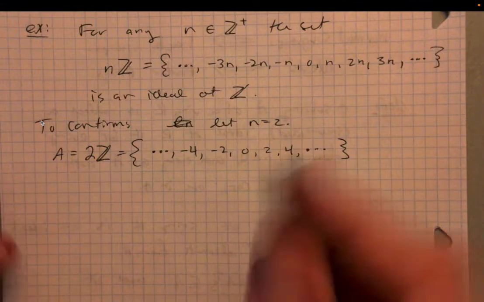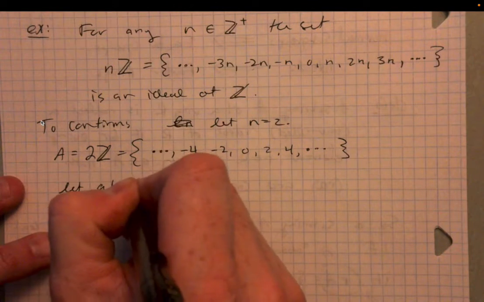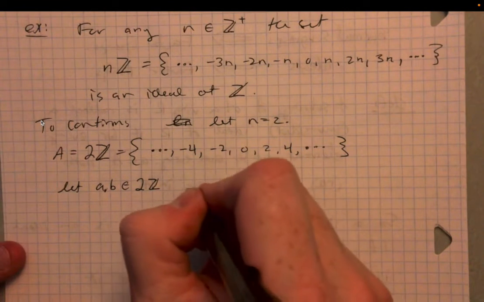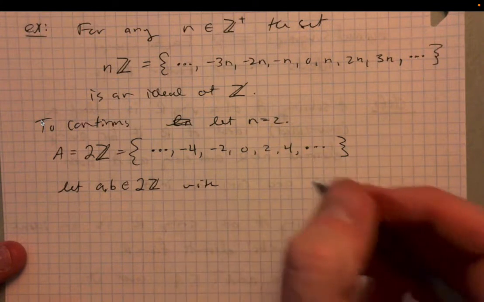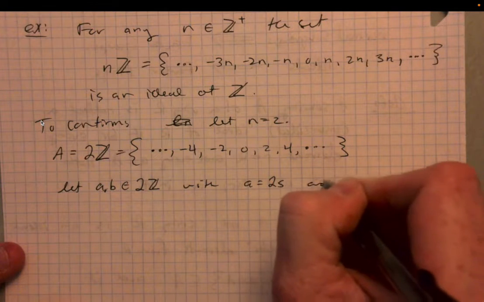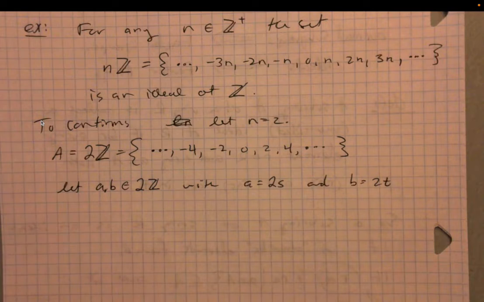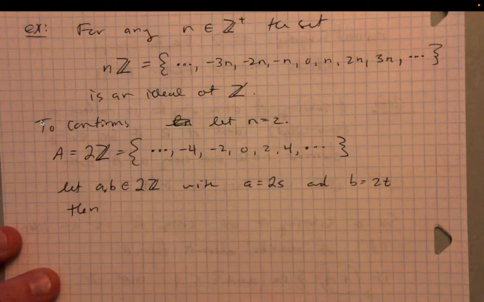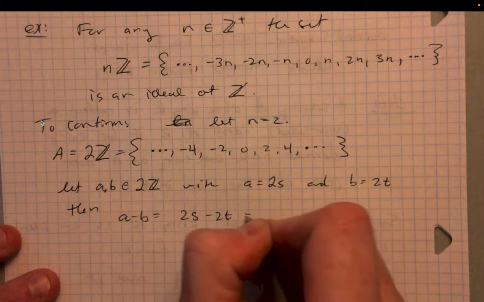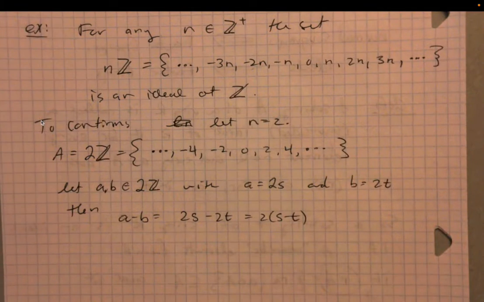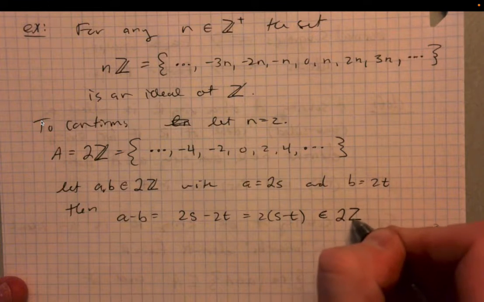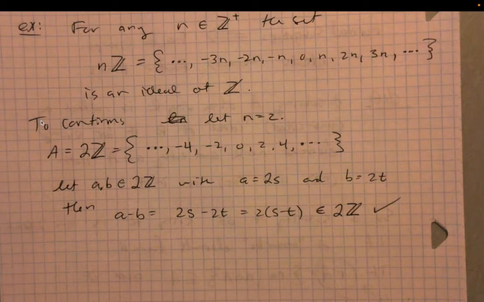And let's test it. So let's let A and B be in 2Z. And since they're in 2Z, they're multiples of 2, right? So we'll let A equal 2 times s and B equal 2 times t. Then we can test the additive side of this. A minus B is 2 times s minus 2 times t, so 2 times (s minus t). S minus t is surely an integer, right? And so that means this is definitely in 2Z. Okay, so check, first condition.